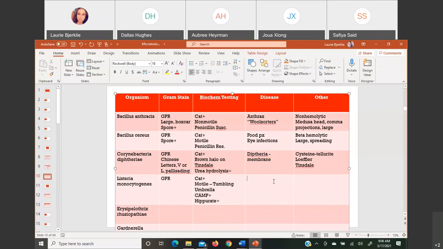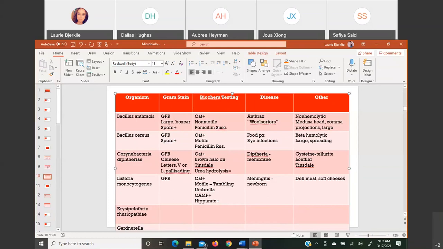What did we link for disease for Listeria? Yes, very much again. Newborn or neonatal meningitis. Perfect. So this was the one that came from pregnant women needing to avoid certain deli meats and soft cheeses, because they could be at risk of listeriosis, which could impact their baby.